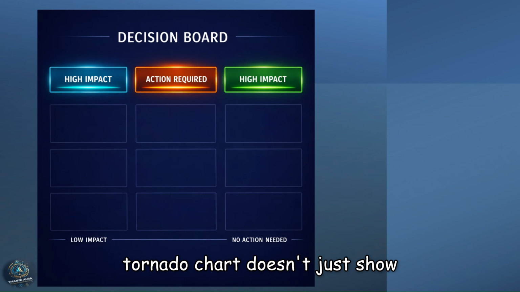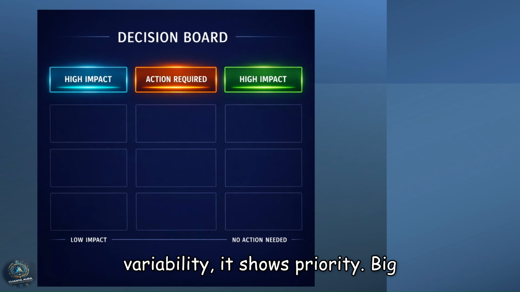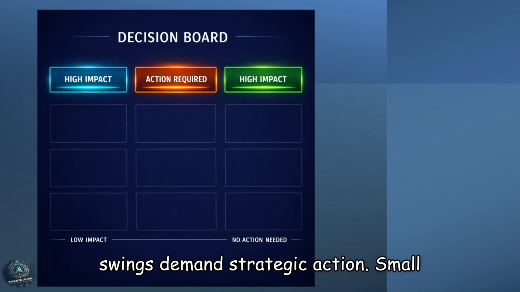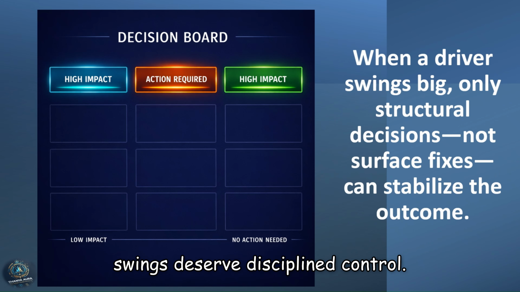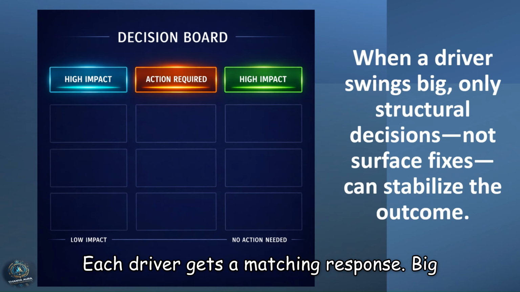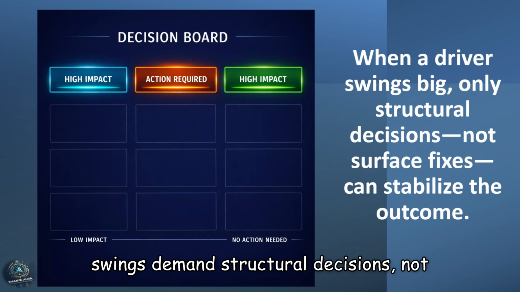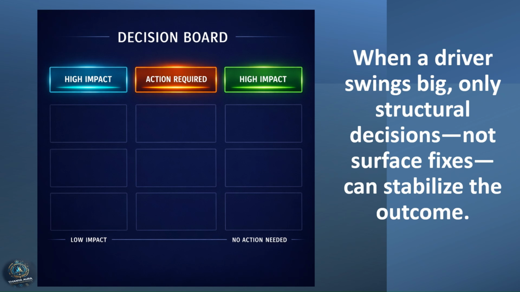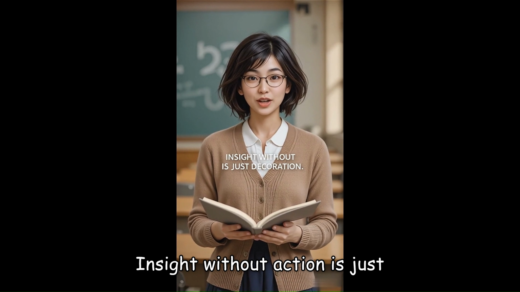A tornado chart doesn't just show variability, it shows priority. Big swings demand strategic action. Small swings deserve disciplined control. Each driver gets a matching response. Big swings demand structural decisions, not quick fixes. Insight without action is just decoration.